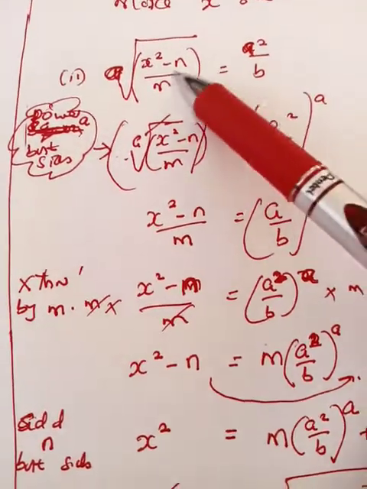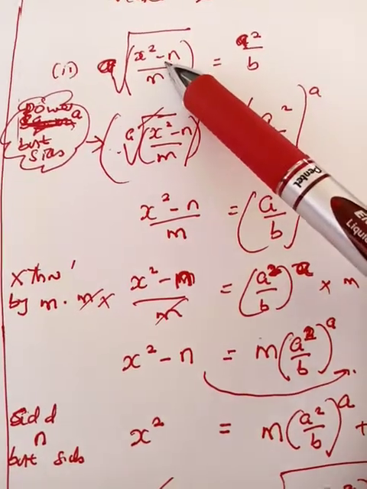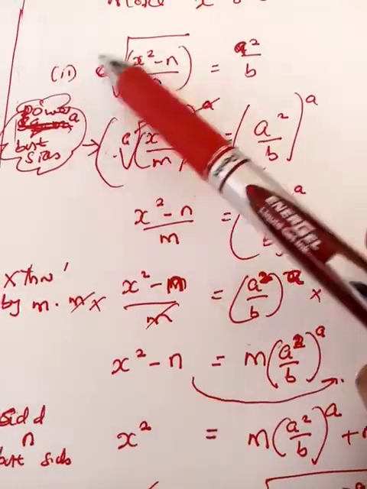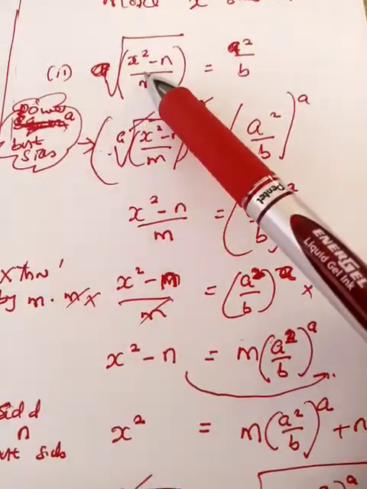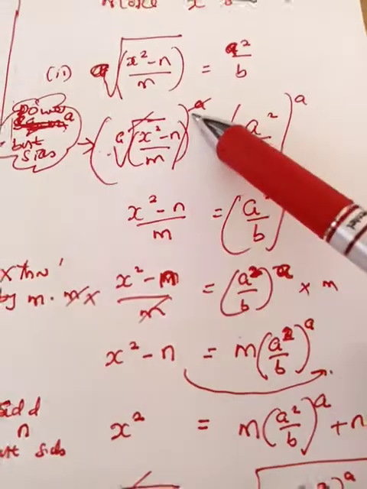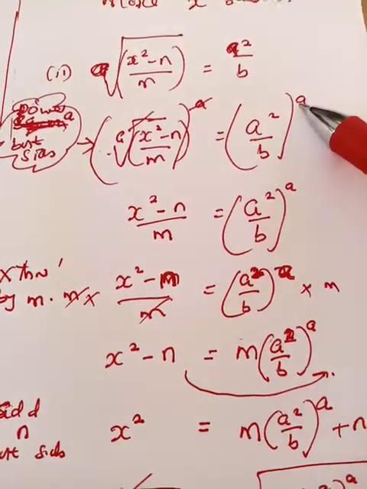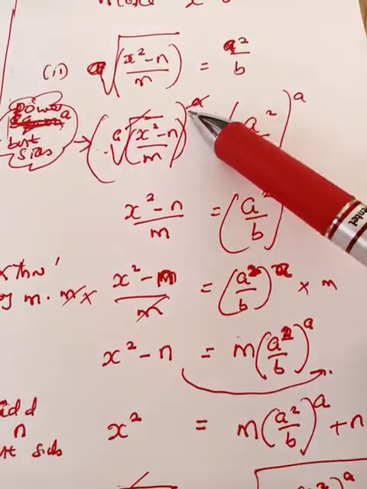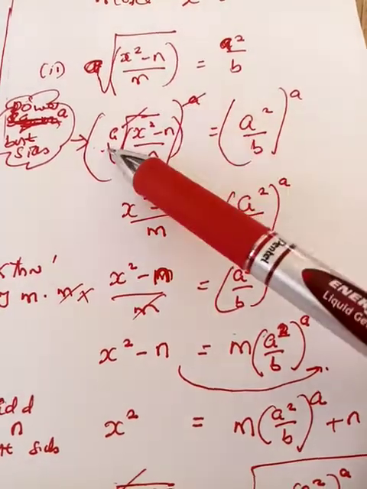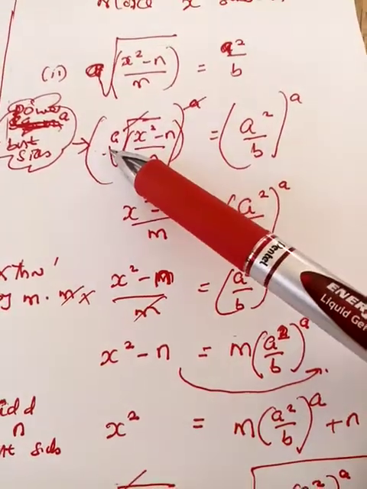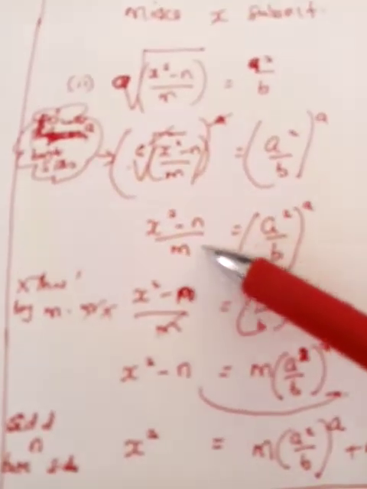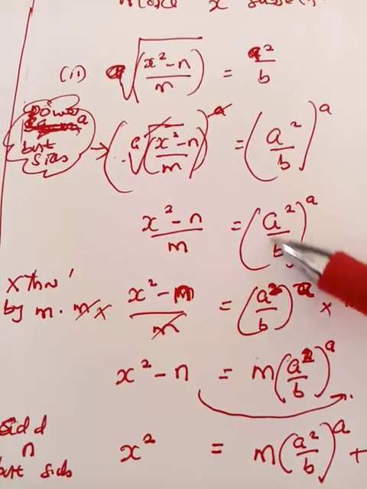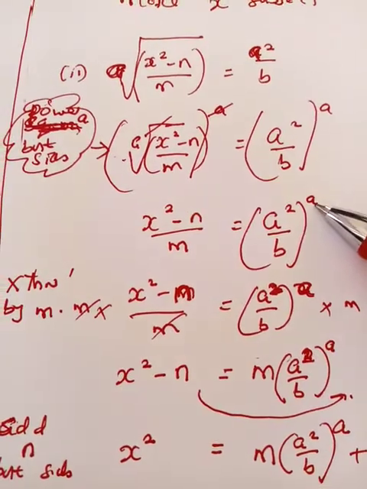Because this is the first direct thing we are doing here. There is no other element here which was outside the root sign which would have operated first. So we just go directly there. So raise both sides to power a, as you can see there. And this power a removes the root a. And so you are left with x squared minus n over m is equal to a squared over b, all of them raised to power a.